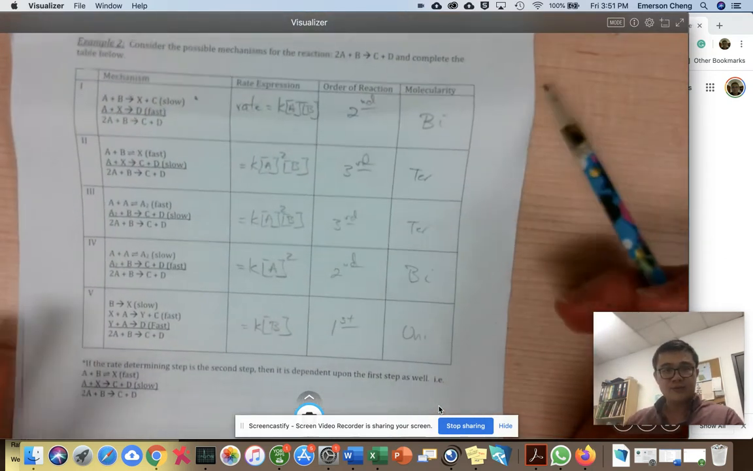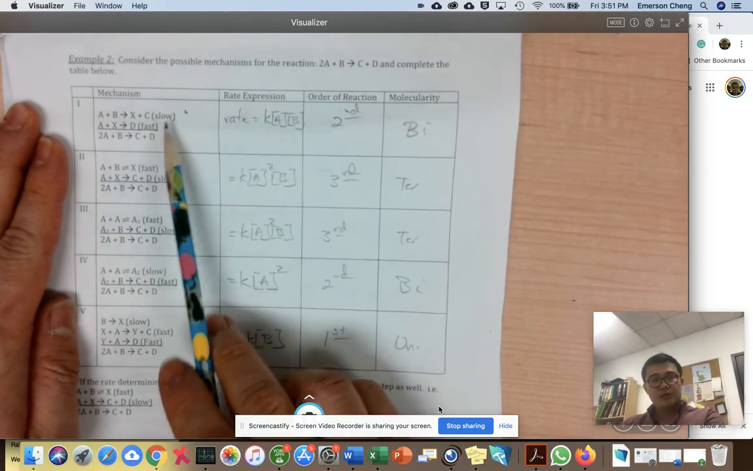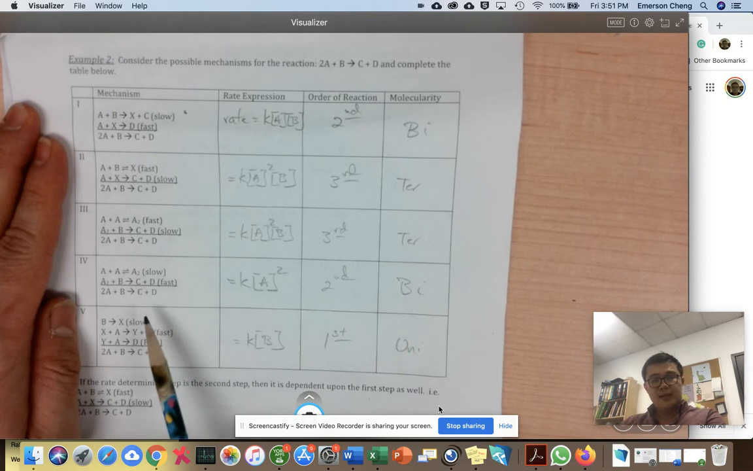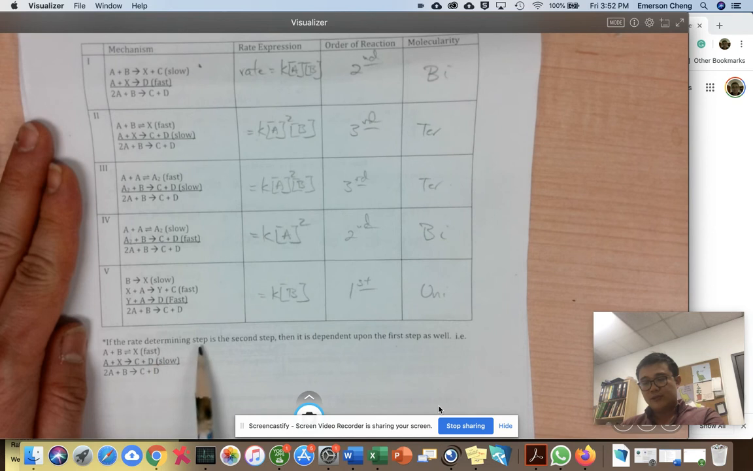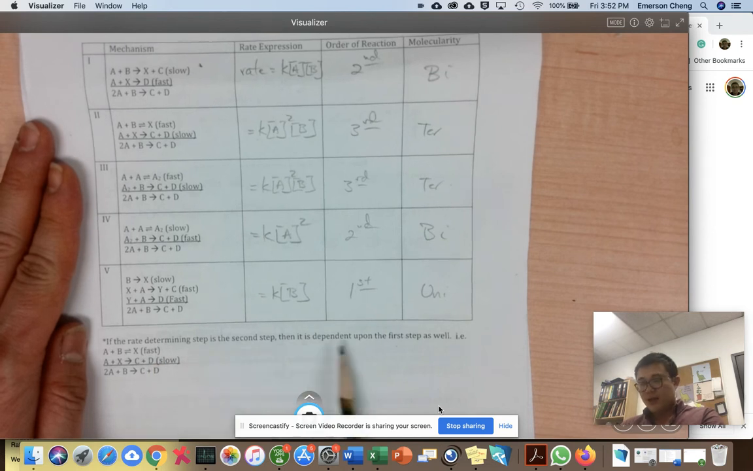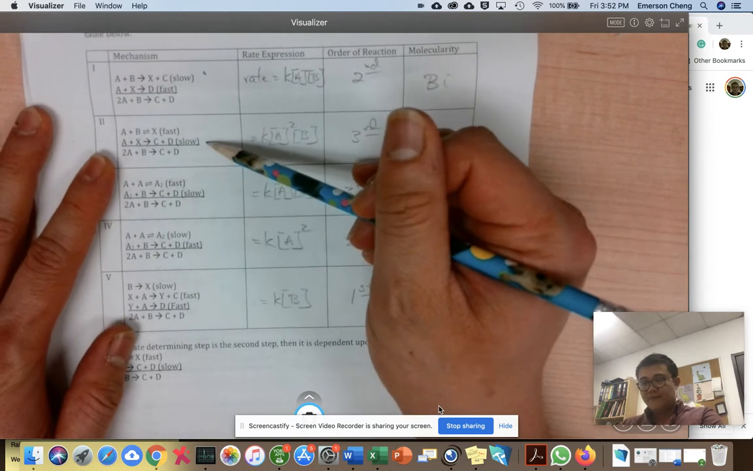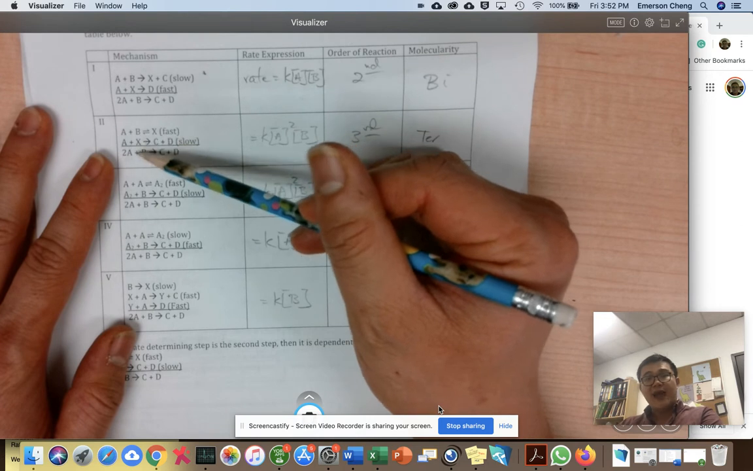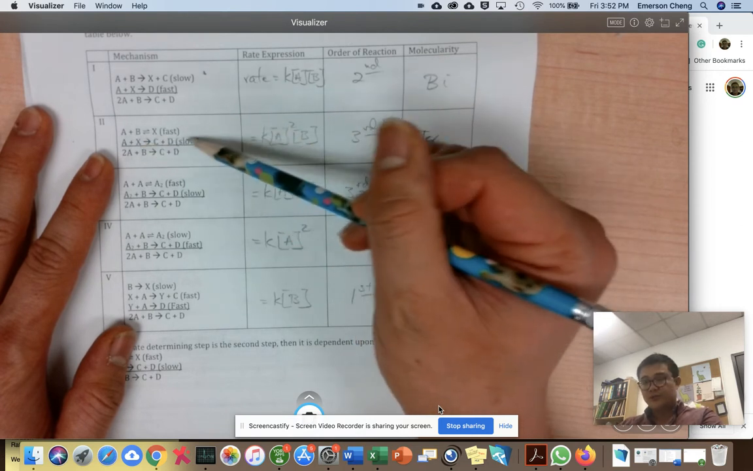Now, in terms of how to do this part, and here are my answers. If you look at it, it's always based on the slowest rate determining step. However, there's a rule. If the slowest rate determining step is the second step, then you have to look at the first step, because after all, for A to collide with X, you need X to be formed first, which is in the first step.